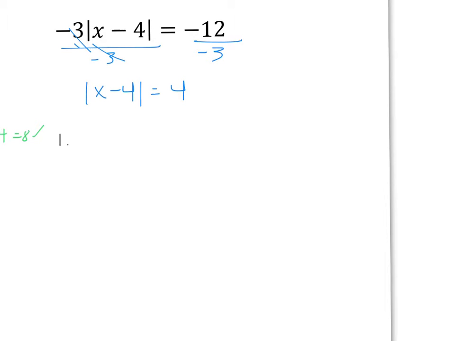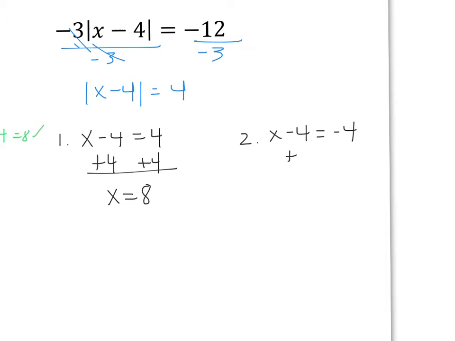So my two cases are x minus 4 equals 4, and my second case is x minus 4 equals negative 4. So I'm going to solve both equations, and I'll add 4 here, and I get x equals 8, and then here I'll add 4, and negative 4 plus 4 is 0, so my two solutions are 8 and 0.